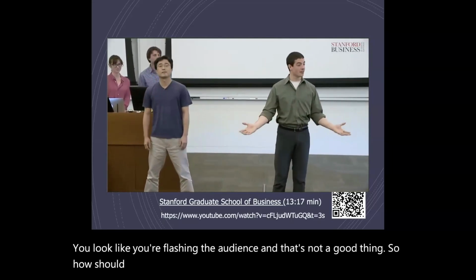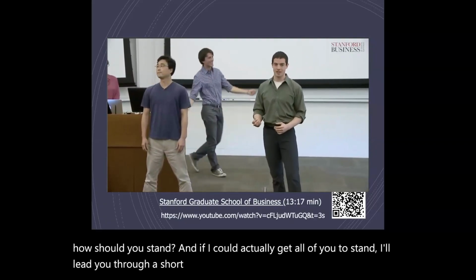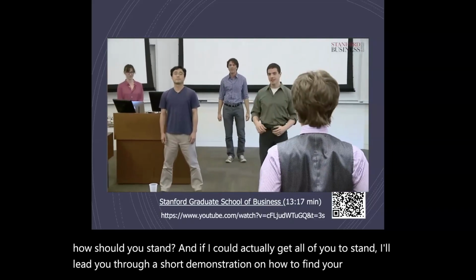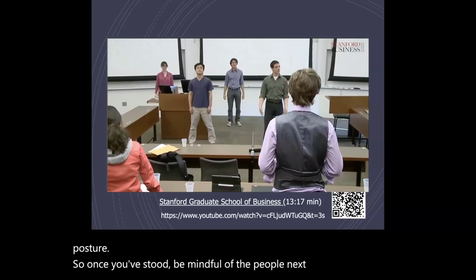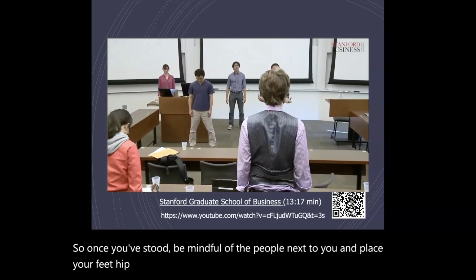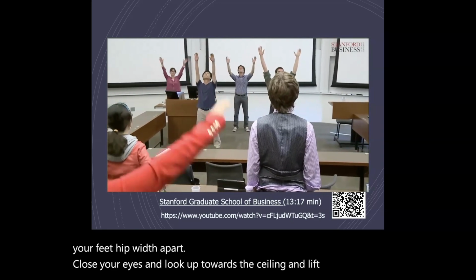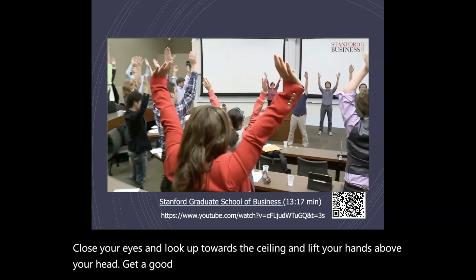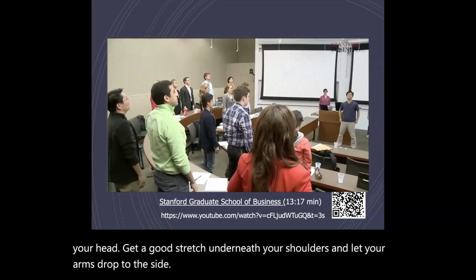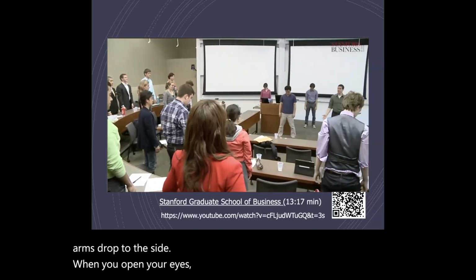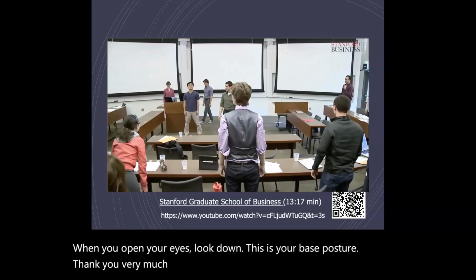If I could actually get all of you to stand, I'll lead you through a short demonstration on how to find your base posture. So once you've stood, be mindful of the people next to you and place your feet hip-width apart. Close your eyes and look up towards the ceiling and lift your hands above your head. Get a good stretch underneath your shoulders and let your arms drop to the side. When you open your eyes, look down. This is your base posture. Thank you very much for participating. You guys can sit down now.